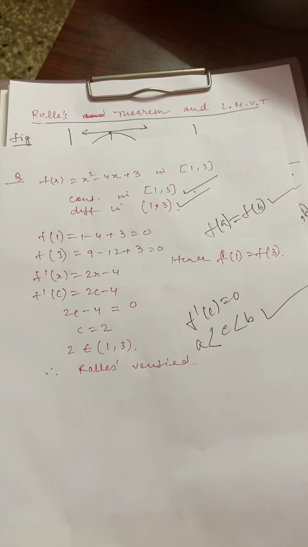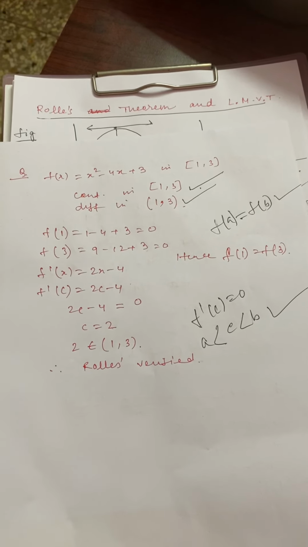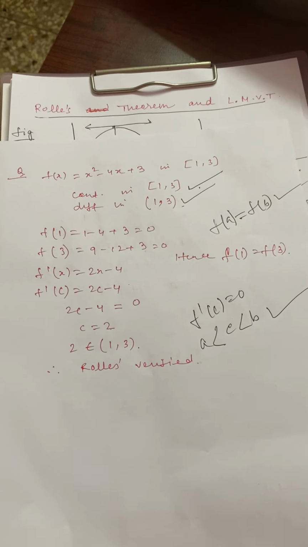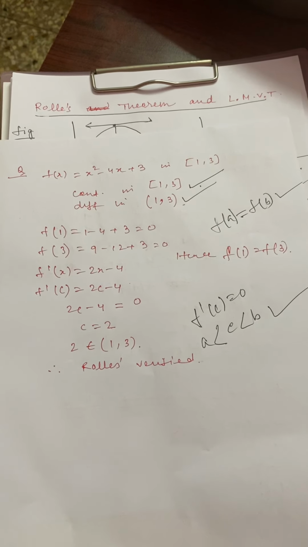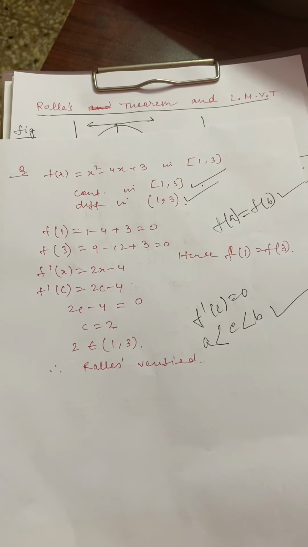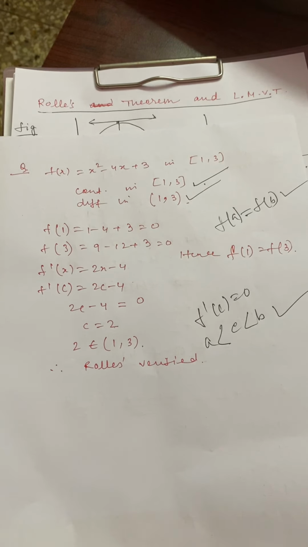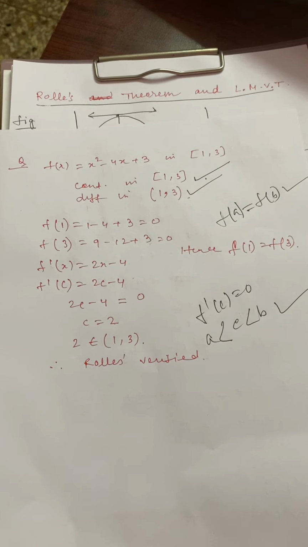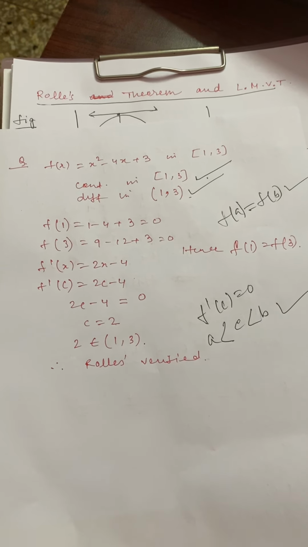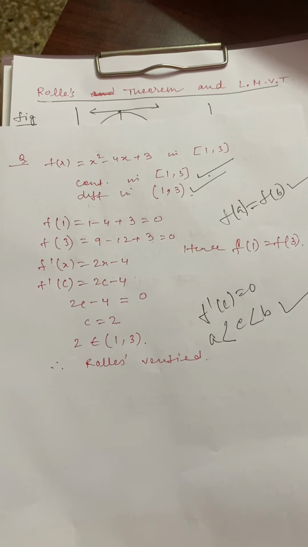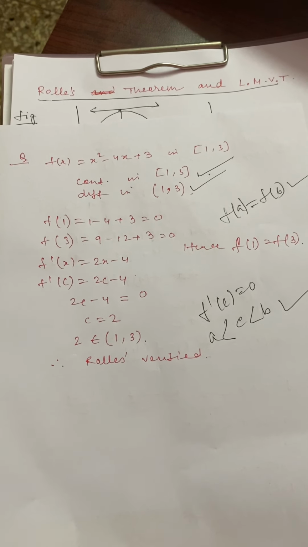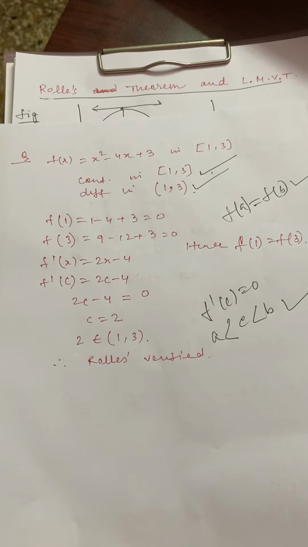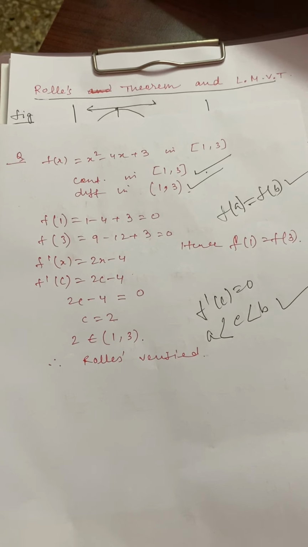Alright, so first I have to check whether the function is continuous and differentiable in its domain or not. Then I have to check the ordinate values at the extreme points in its domain. If they are equal, then I have to differentiate the function. Then put any point, suppose c, then f dash c equal to 0, as the tangent is parallel to the x axis, and I have to find out c. c must be in the domain between a comma b.